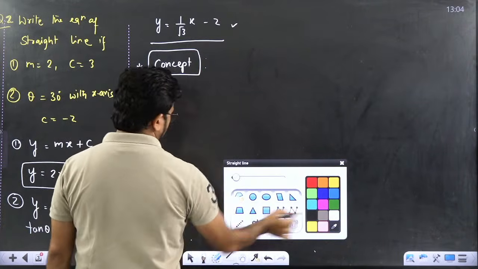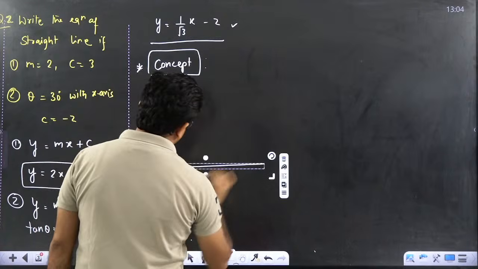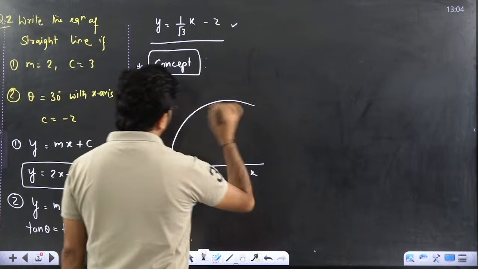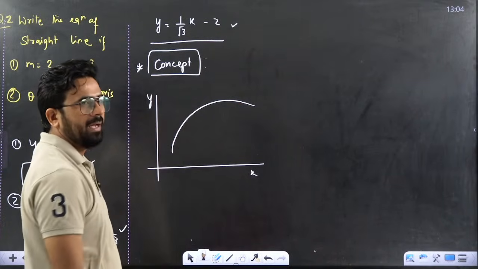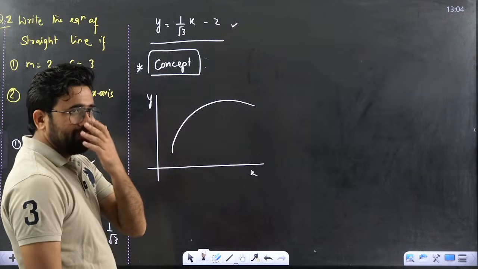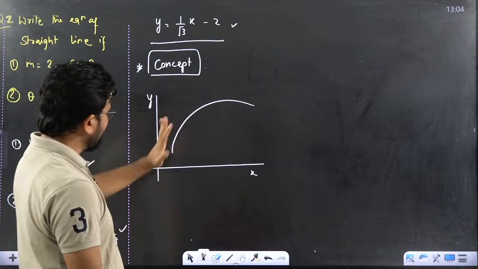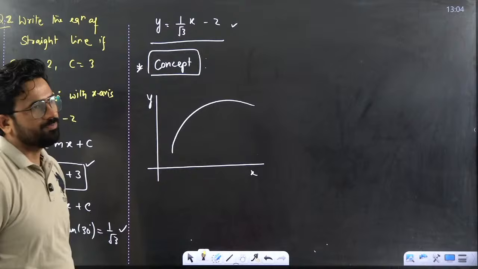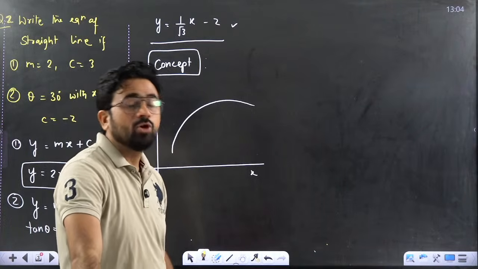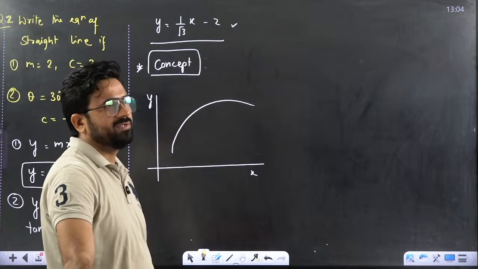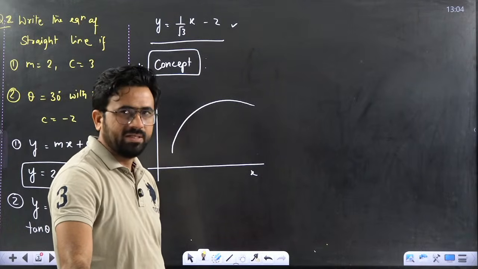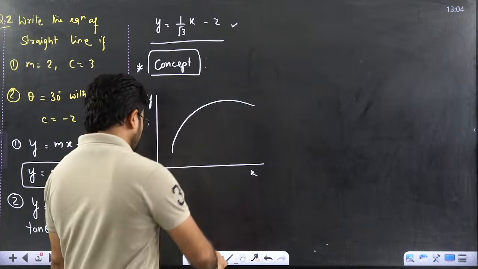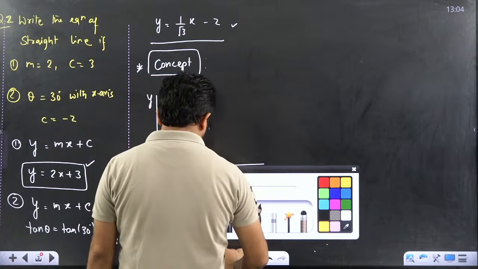Suppose here it is given to you: y-axis, x-axis. Any curve is given to you. This is a curve. On this curve, my first question is what is happening with the slope? Is the slope increasing or decreasing? Is the slope positive or negative? That is the first question. Whenever this type of question comes, you have to think properly. I am drawing this diagram a little more clearly.